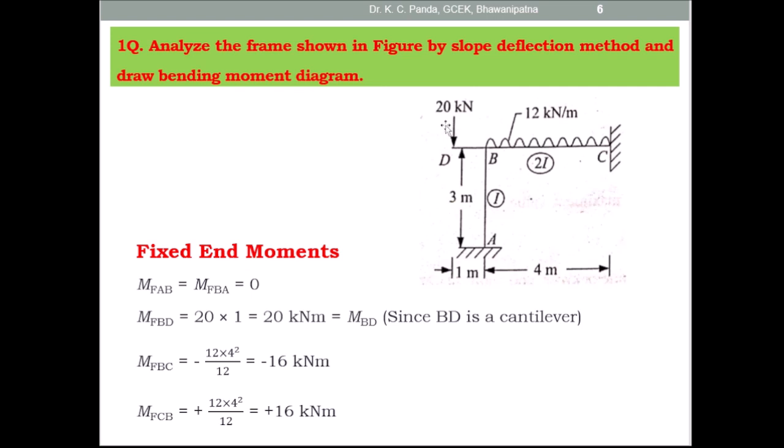Then the BD overhanging portion, you have to treat it as a cantilever portion, and find the moment at the joint B. So MFBD, that is equal to MBD, is equal to 20 into 1, which is 20 kilonewton meter. So you treat BD as a cantilever and find the moment here, MBD, that is equal to MFBD. So these are the fixed end moments.